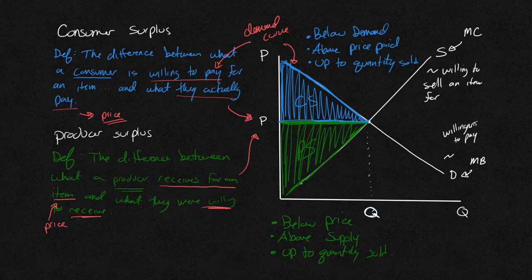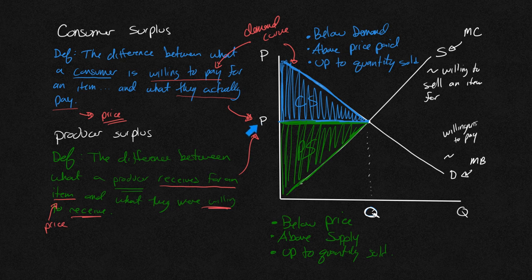So there you have it. This is a very brief introduction to finding consumer and producer surplus on a graph. We started with the definitions. It's very important to know the definitions and then be able to analyze them, knowing that the willingness to pay is always represented by the demand curve. The willingness to receive is always represented by the supply curve. And then the price that you're going to pay or receive is whatever price there is in the market.